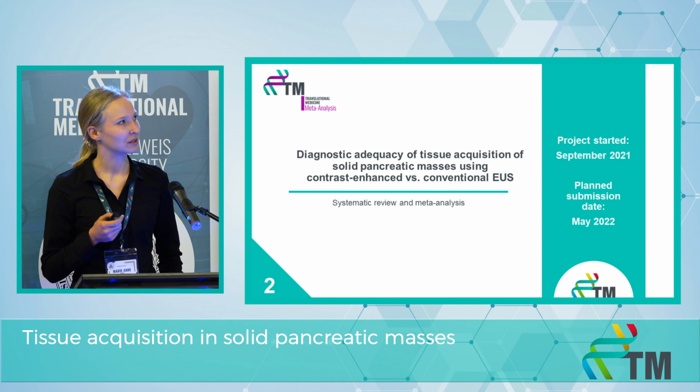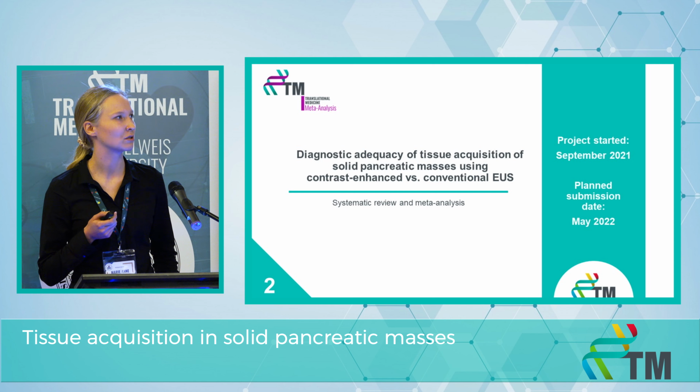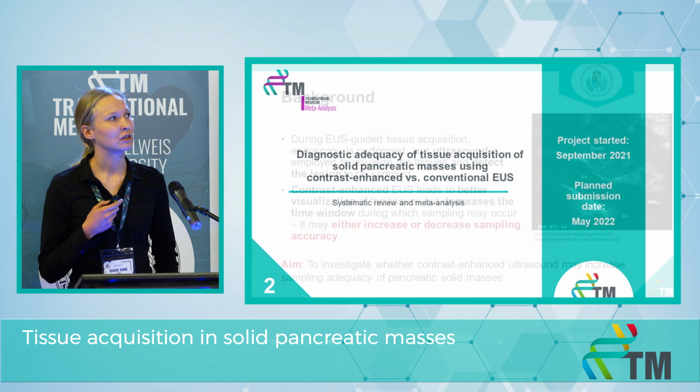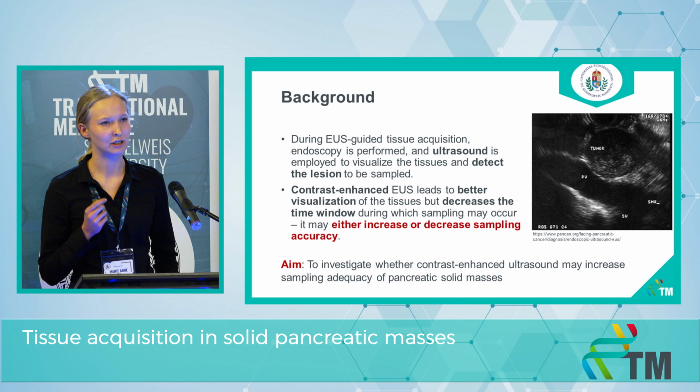So for my second project, which is about the diagnostic adequacy of tissue acquisition of solid pancreatic masses using contrast-enhanced versus conventional endoscopic ultrasound, the background is quite similar, but I would just like to explain this a little bit more. During the endoscopic ultrasound-guided tissue acquisition, endoscopy is performed and ultrasound is employed to visualize the tissues and to detect the lesion for sampling. I have a little picture here of what that looks like.